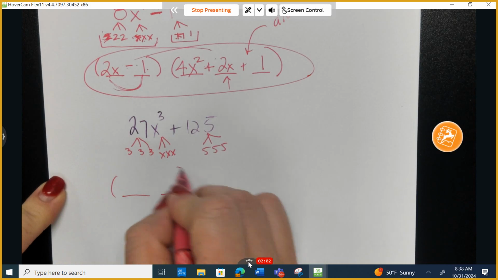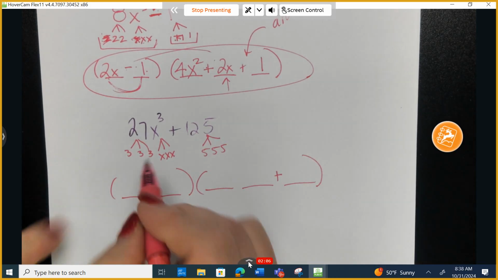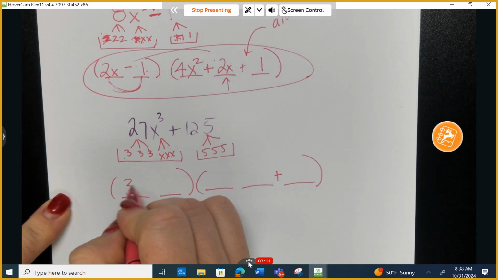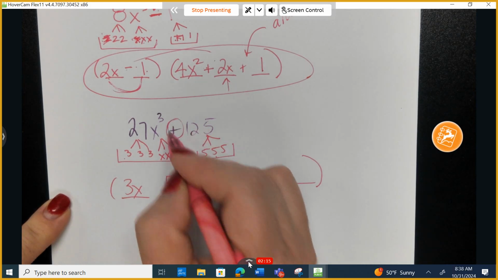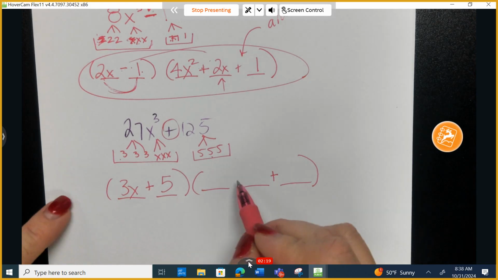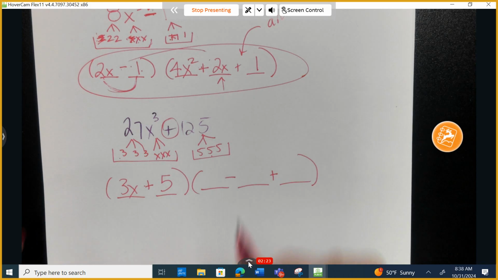Remember, I always have 2 terms in the first parenthesis and 3 terms in the second. This comes from the front and this comes from the back. So a 3 and an x comes from the front, a 5 comes from the back. Notice that the symbol here is addition. So let's go ahead and determine what this symbol is. Well, if this was addition, this has to be subtraction.